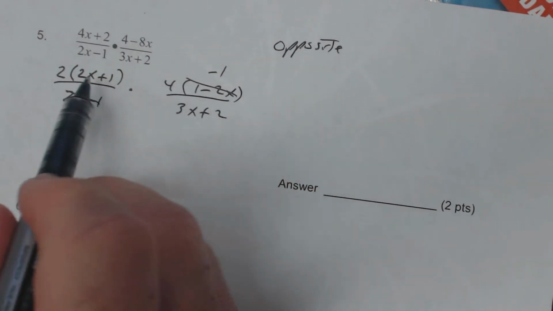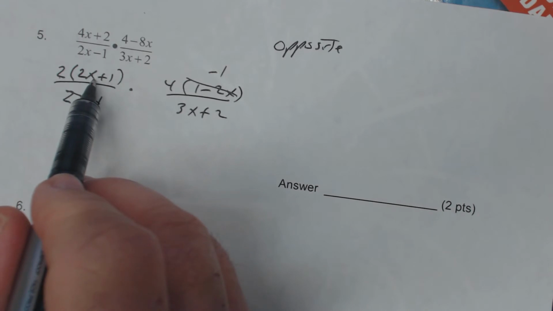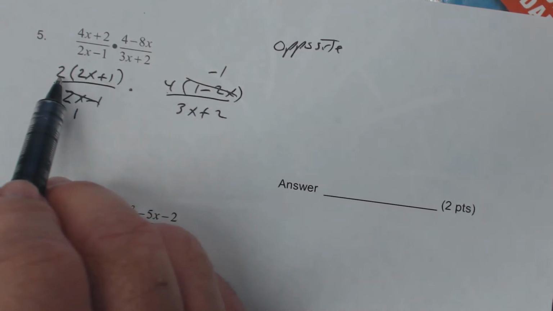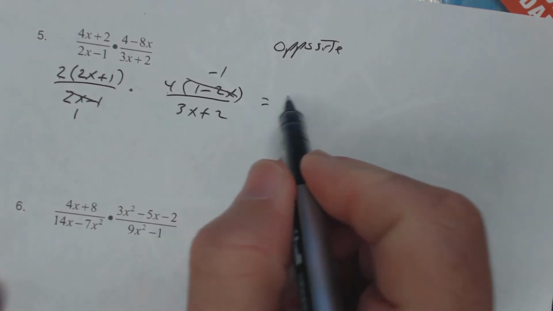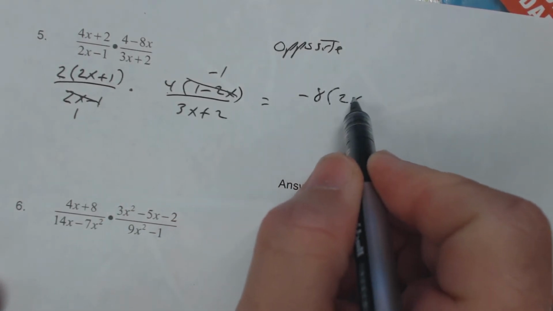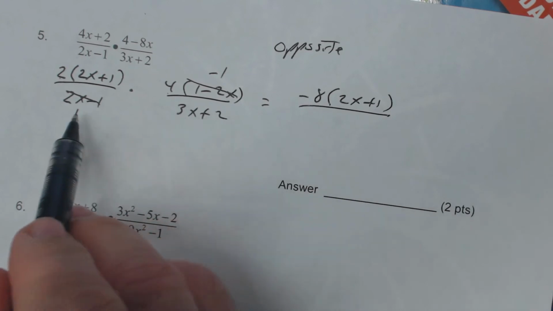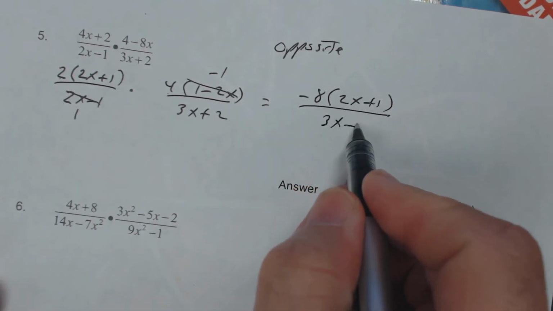And so therefore, you get 2 times 2x plus 1 times 4 times negative 1. So basically, you're going to have 2 times 4 is 8. 8 times negative 1 is a negative 8. So you get negative 8 times 2x plus 1 divided by 1 times 3x plus 2.